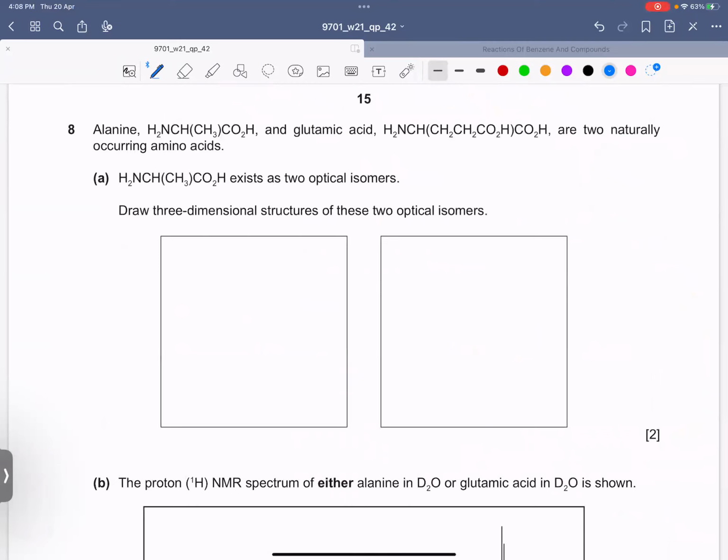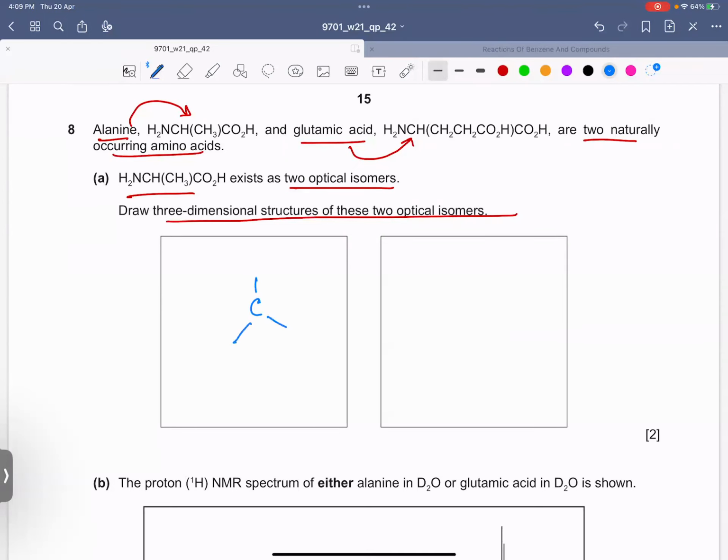Okay. Now question number 8. Alanine and glutamic acid are two naturally occurring amino acids. Alanine exists as two optical isomers. Draw the three-dimensional structure of these two optical isomers. Okay. So it's easy. Three-dimensional structure of alanine. If you see, this is the carbon which is chiral, because on one side of it you have NH2, on the other side you have COOH, and the other side has CH3.